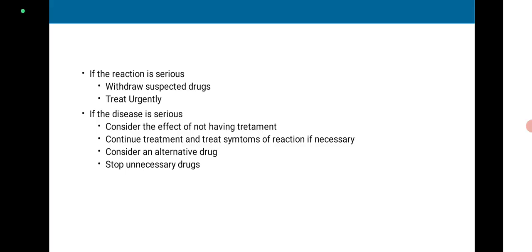Continue the treatment and treat the symptoms of the reaction if necessary. Also, if possible, consider an alternative drug and try to stop all the unnecessary drugs which were already started or which are being continued.